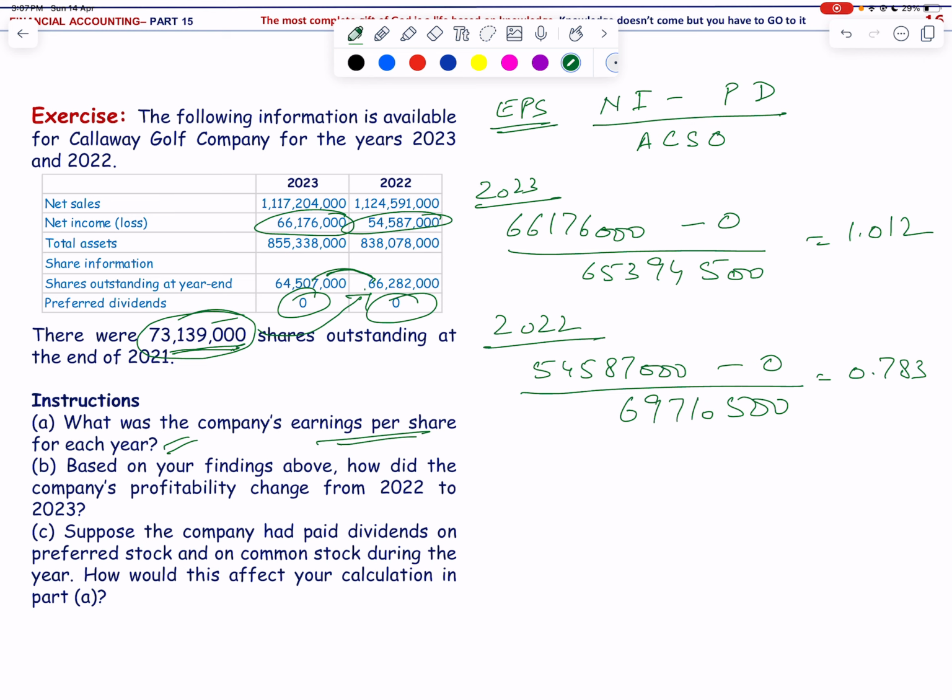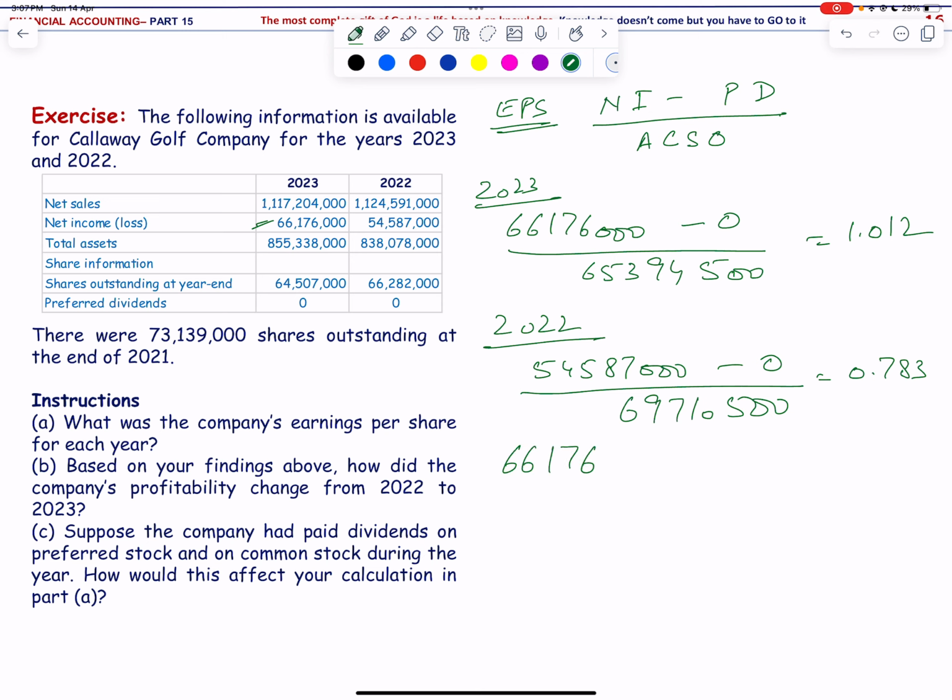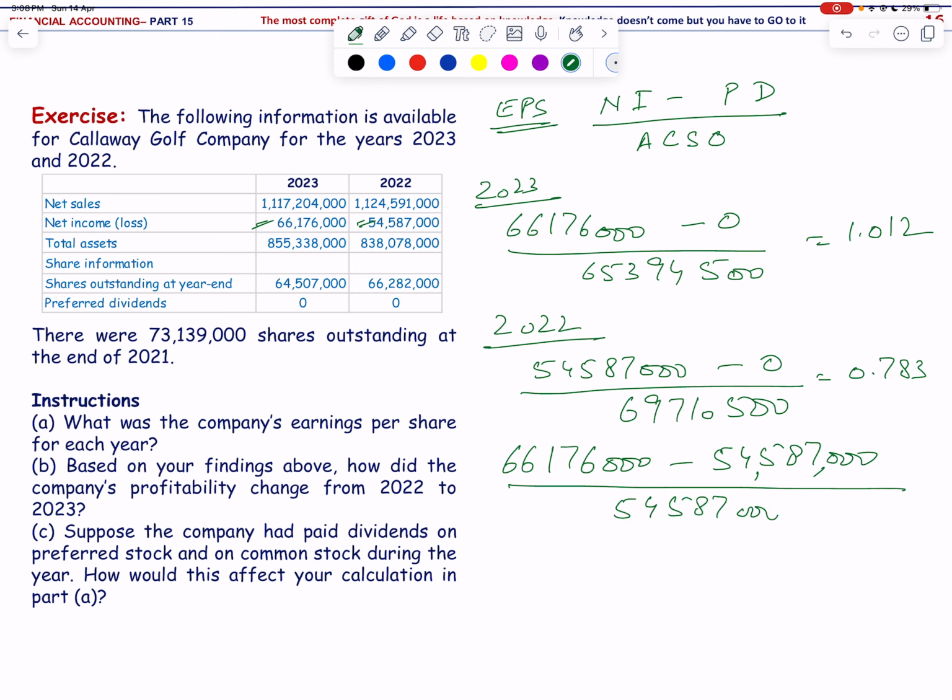Now based on your findings above, how did the company's profitability change from 2022 to 2023? So using the net income as a basis to evaluate the profitability, you can see that the profitability of 2023 was 66,176,000, and for 2022 it was 54,587,000. So definitely the profitability has increased, and if we want to calculate in terms of percentage, we have to divide the change by 54,587, and that is going to equal 21.23. So the profitability has improved by 21.23%.